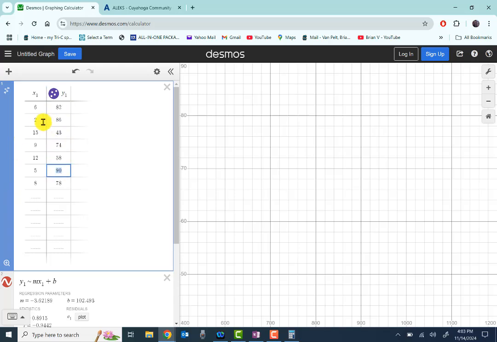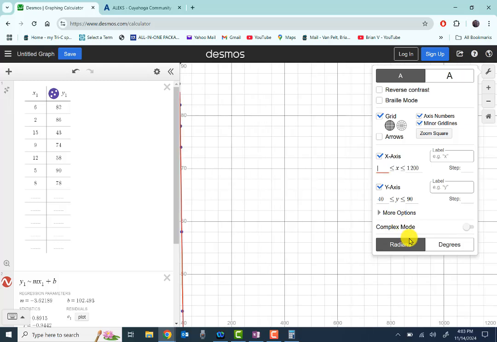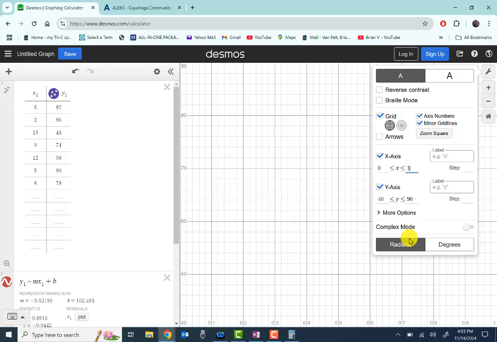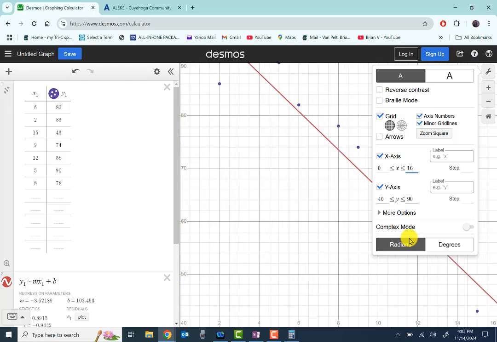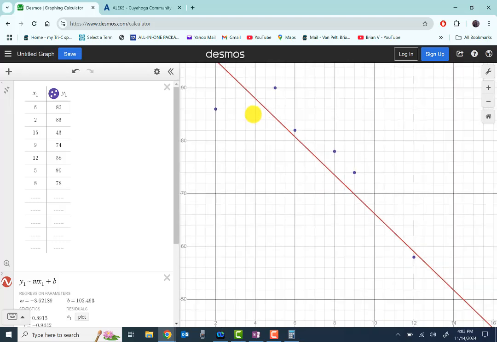Okay, let me get my thing. I'm going to do like I did before. I'm going to go from 0 to 16, I think, for the x's. So the x-axis will go from 0 to 16. And I think the y-axis must go from, what do I say, 40 to 90. And it's already doing that. So you can see the data is like we had before. And when I drew it up, here's the line that's going through it.